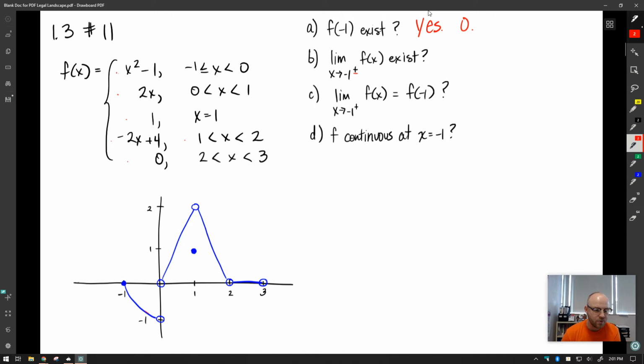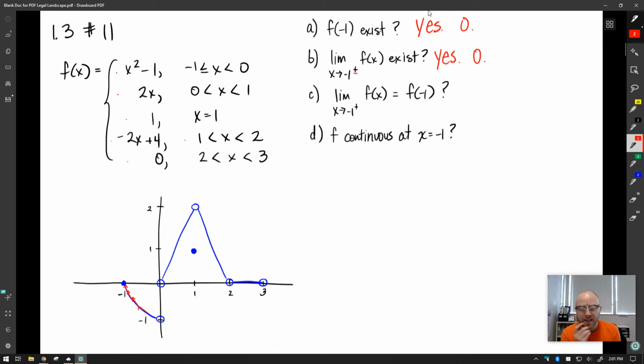Next, part B, does the limit as x approaches -1 from the right of this function exist? So as we move toward -1 from the right side of -1, are we settling down, or I guess moving to one y value? And the answer is yes to that as well. And I'm going to make a little note to myself. We are moving toward the y value of 0.